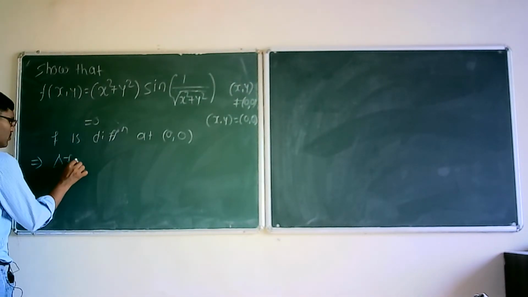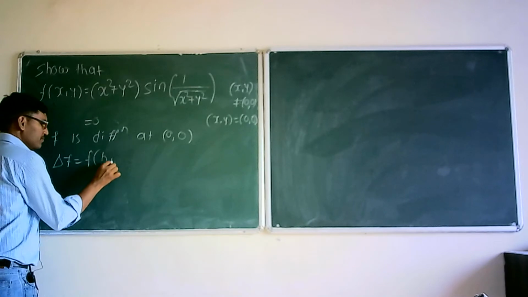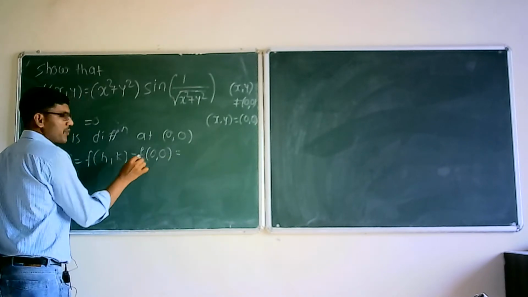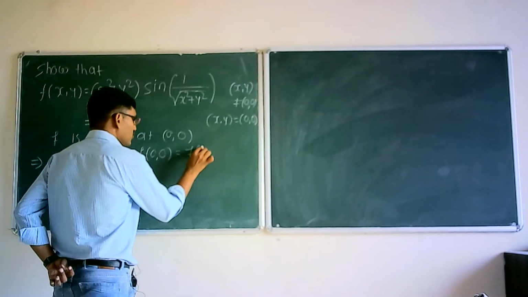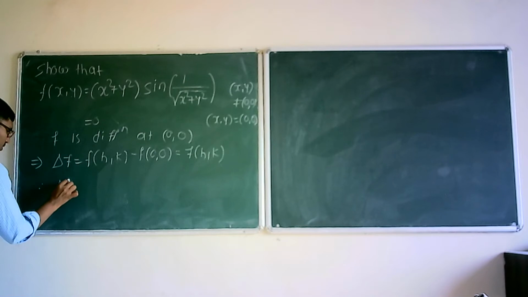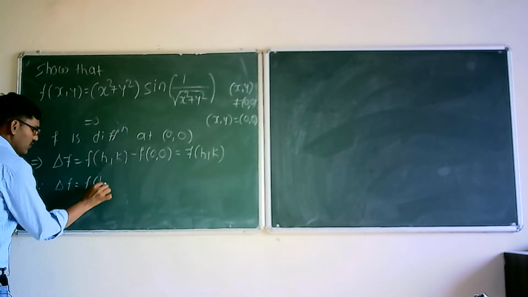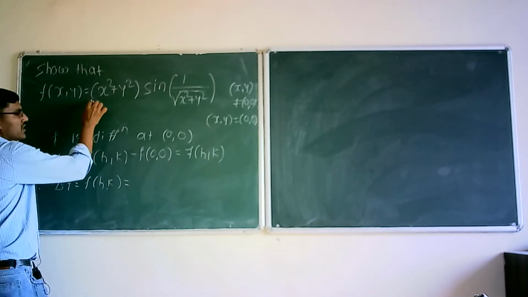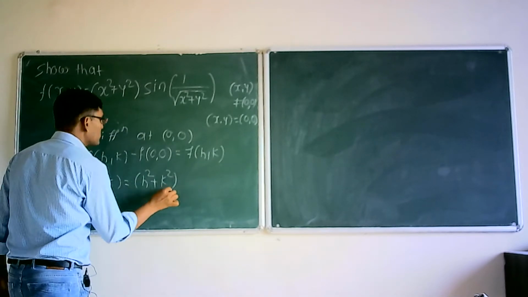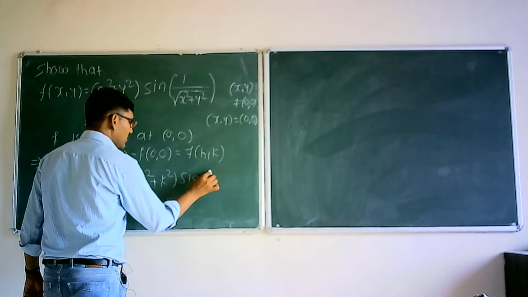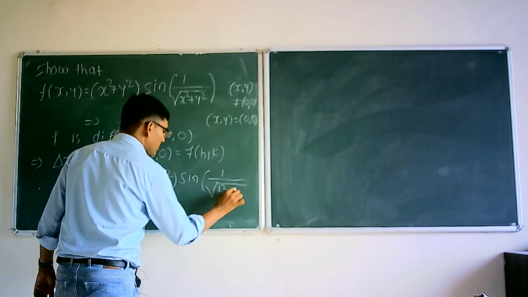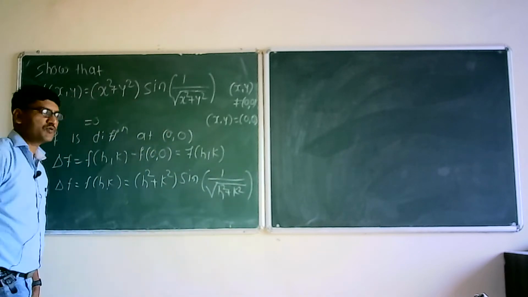So Δf is equal to f(h,k) minus f(0,0). But since f(0,0) is 0, f(h,k) minus f(0,0) is only f(h,k), and therefore Δf is equal to f(h,k). What is f(h,k)? It is equal to (h² + k²) sin(1/√(h² + k²)).